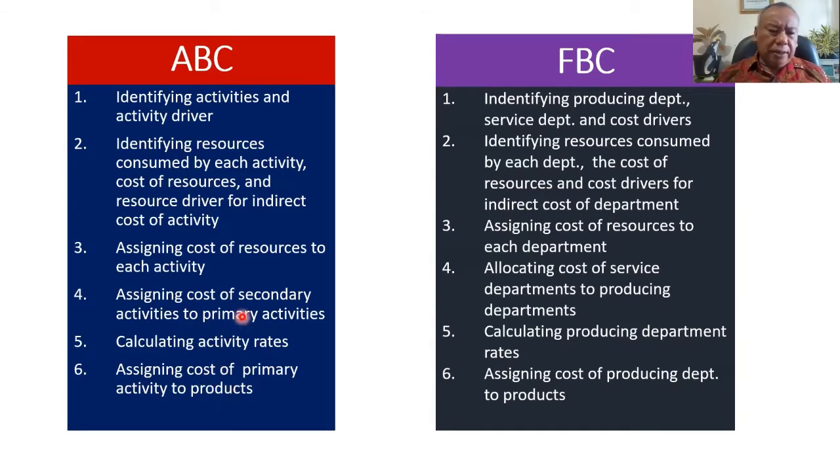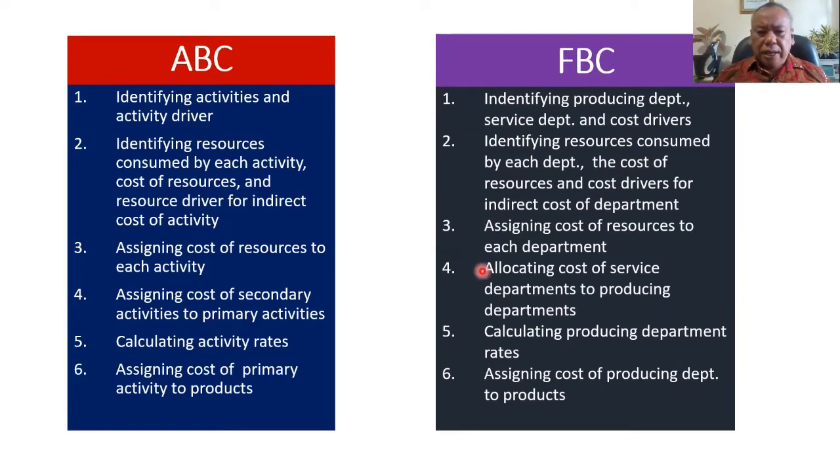So it's clear that in activity-based costing, our focus on activity in this case as a cost pool is different from the functional-based costing, in which the cost pool is the producing department. So we accumulate costs for each producing department. So actually we have the same steps.